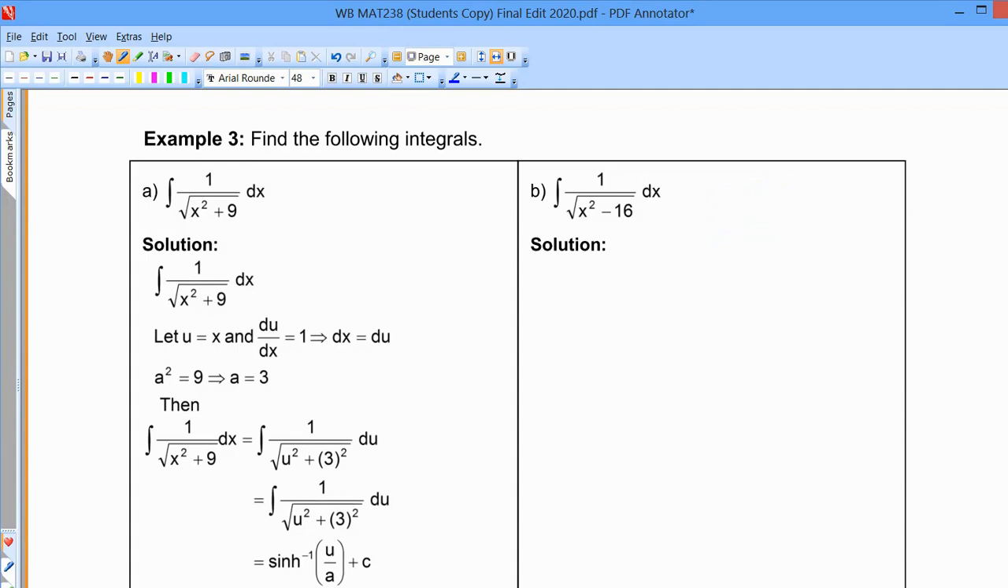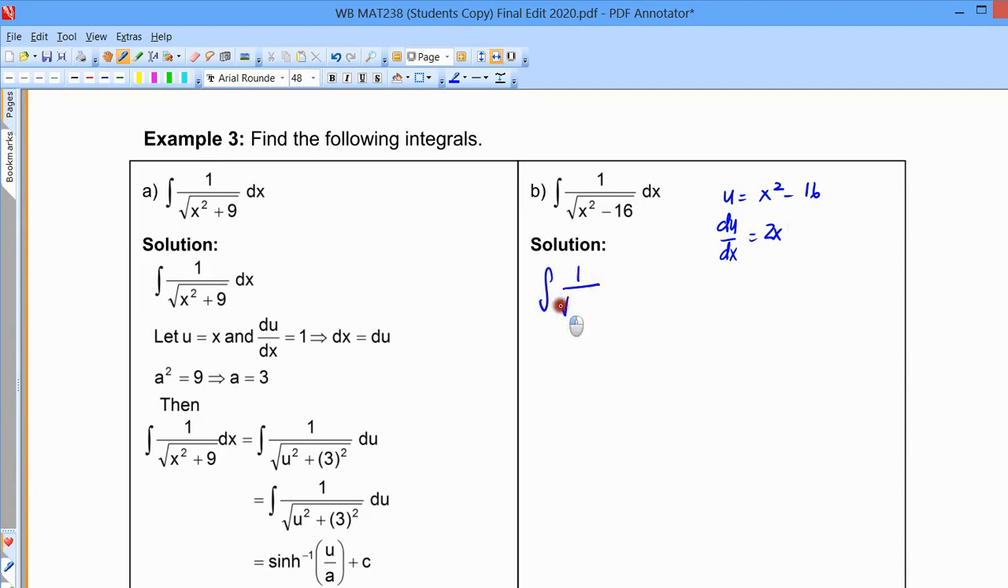Okay, so let's continue with the integration of inverse hyperbolic functions. For the integration question, whatever it is, we need to try to solve using the substitution. So let's try. Let u equal x squared minus 16, then differentiate u with respect to x, you will get 2x. Then try to substitute into the equation.